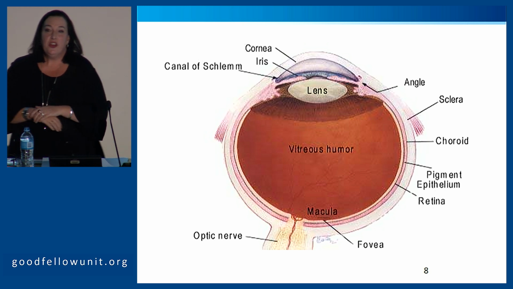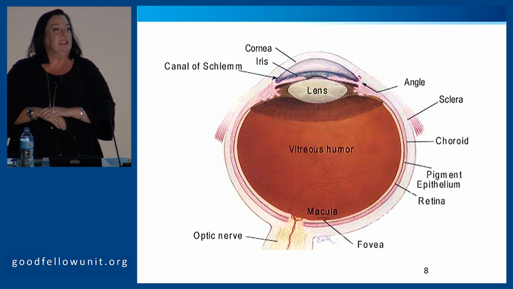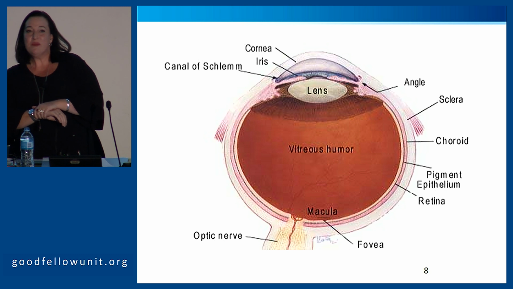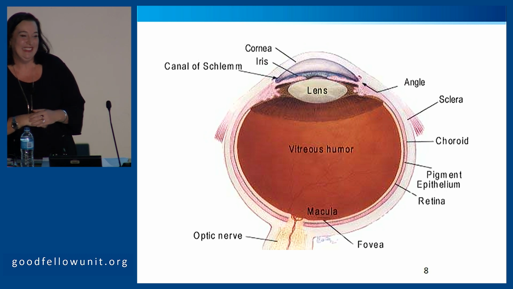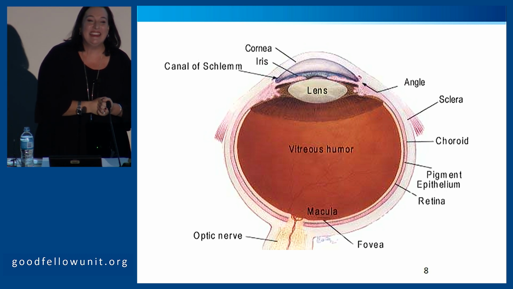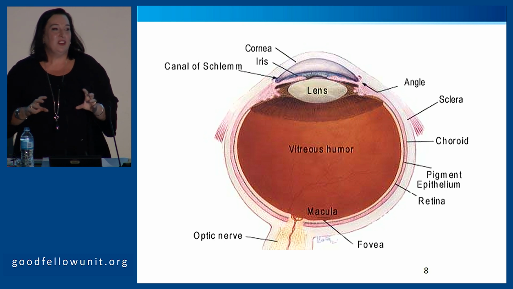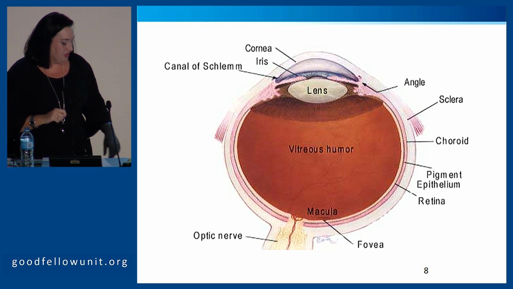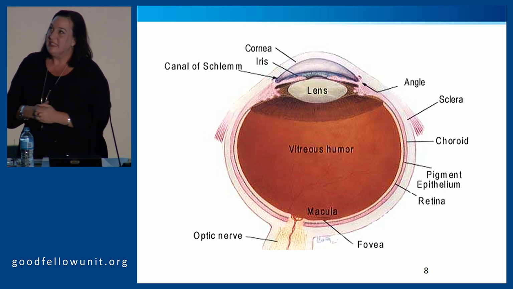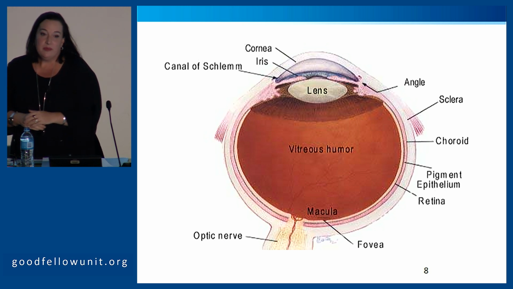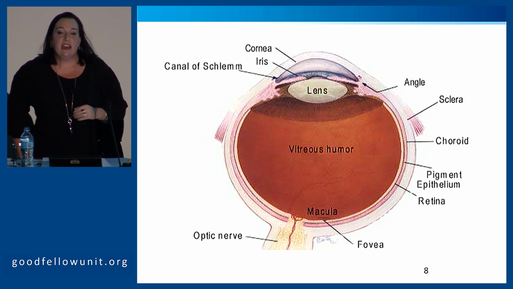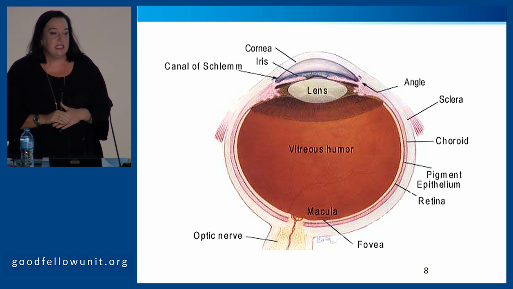Okay, so who remembers their eye anatomy? Nobody? That's pretty normal. Okay, so 2 structures we're going to have a look at today relating to diabetic eye disease. The first one is the lens, which is right up there at the top, and then the other one, which we've touched on already, is the retina.